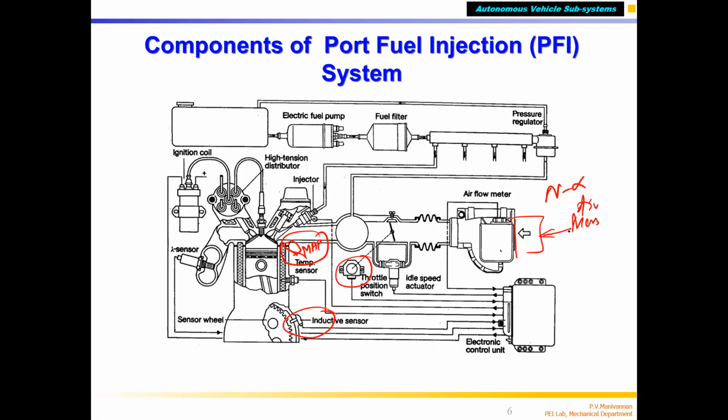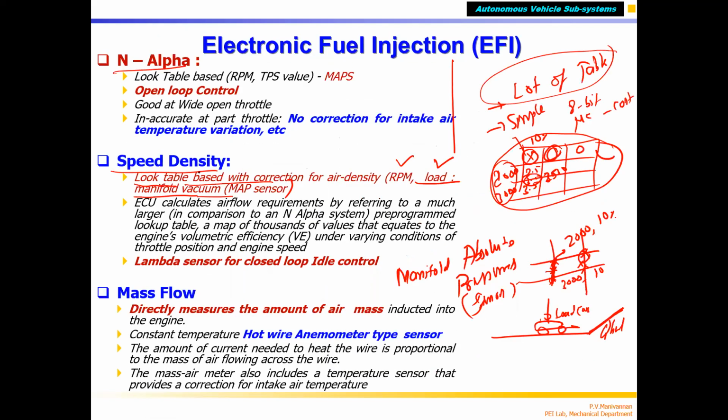Then similarly, the inlet temperature also matters. So generally what they do is measure the inlet air temperature using a temperature sensor. They do this. So if temperature varies, again you calibrate. So these are the things added in this method, correct? Speed density method, correct? Air density varies depending on temperature. So the ECU calculates the air flow requirement by referring to much more than just N-alpha.